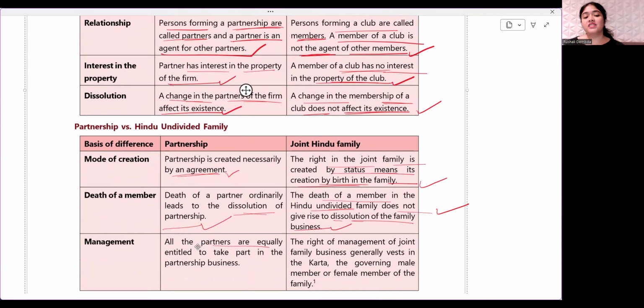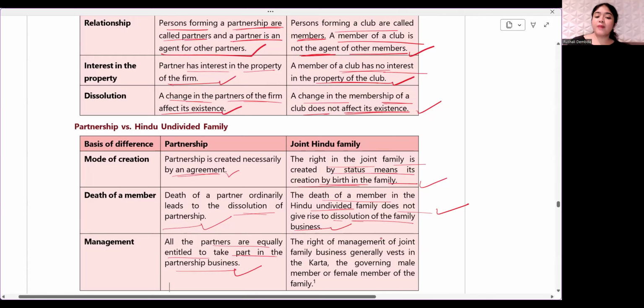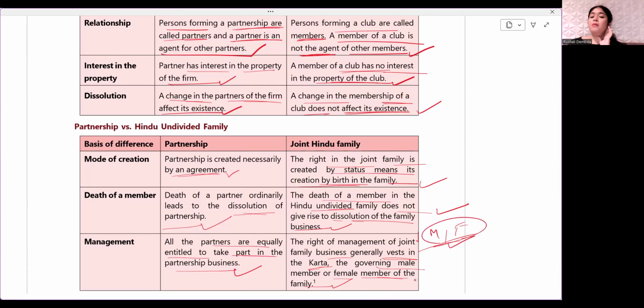Management: all the partners are equally entitled to take part in the partnership firm. All the partners have equal rights to take part in the management. The right of management of a joint family business generally vests in the karta, the governing male or female member of the family. The head of the family, the senior most member, male or female, becomes the karta of the family business. Okay, let's go ahead.